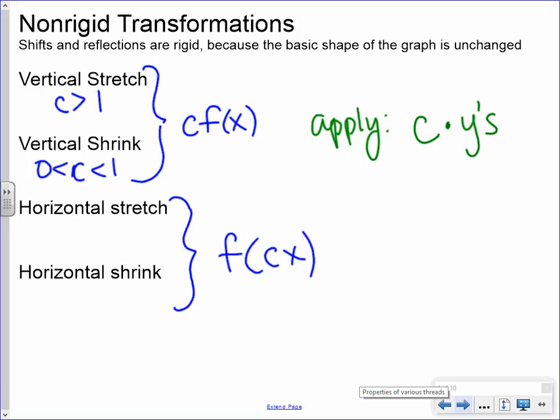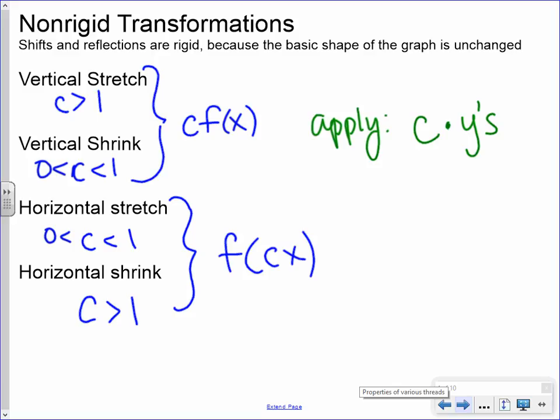Now, here's where we have to get. We flip them. So you're saying a stretch is now this. Is that what you mean by that? And a shrink is this. Okay, that is correct.